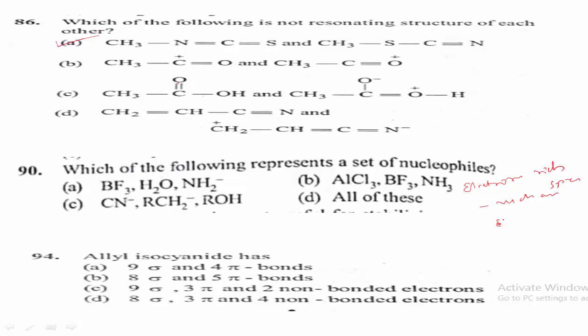Another thing you remember, students: electrophiles are electron deficient species, nucleophiles are electron rich species. When you observe the given options, here BF3, H2O and NH2, they contain a set of electrophiles.